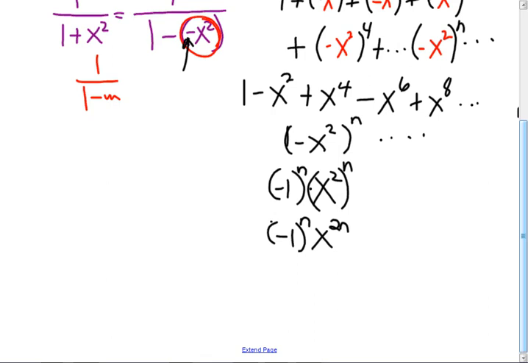A whole bunch of relatives to the 1 over 1 minus x. Tons of relatives. Aunts, uncles, cousins, sisters, brothers, a whole bunch of stuff. You can do derivatives, you can do integrals, and you can relate them.